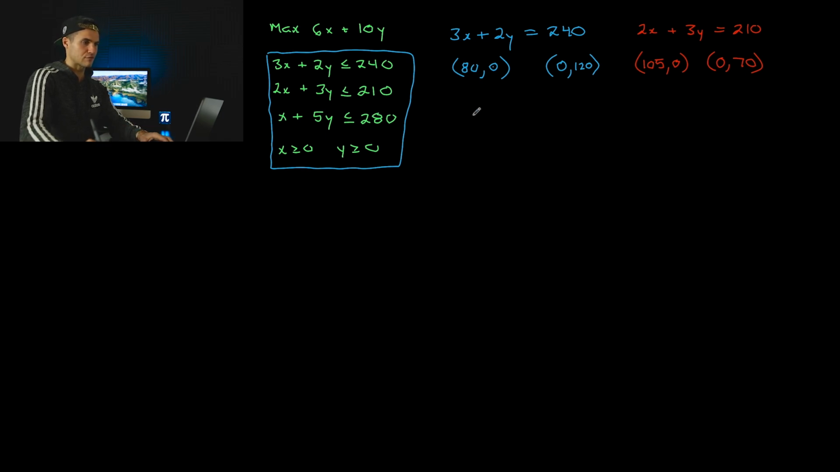And then this last line, we will have x plus 5y is equal to 280. Okay, so if we plug in 0 for y to get the x-intercept, we'll just get x equals 280. Like that. And if we plug in 0 for x and solve for y, 280 divided by 5 would give us what? 56. So that would be the y-intercept right there.